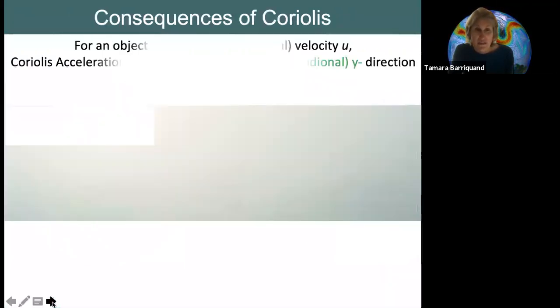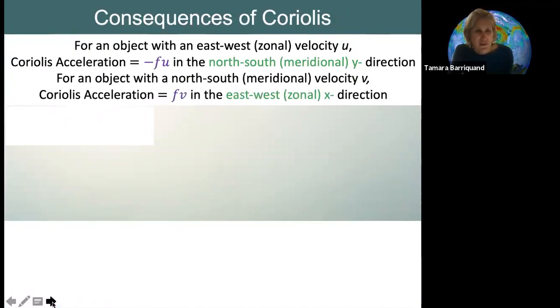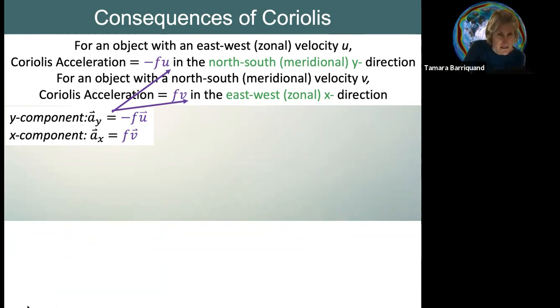All right, so consequences of Coriolis. For an object with an east-west or zonal velocity u, we're going to get a Coriolis acceleration in the north-south or y direction, and it'll be negative f times u. For an object with a north-south meridional velocity, v, the acceleration will be f times v in the east-west or x direction. And so we can say the y component of the acceleration, if we think about it in terms of how you've seen other physics problems, will be equal to negative f times u. I don't have this on this slide, but I'll add that to it really fast here.